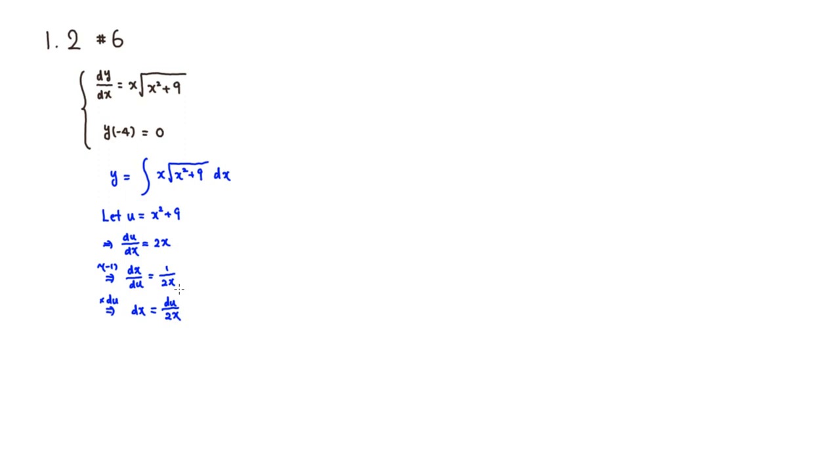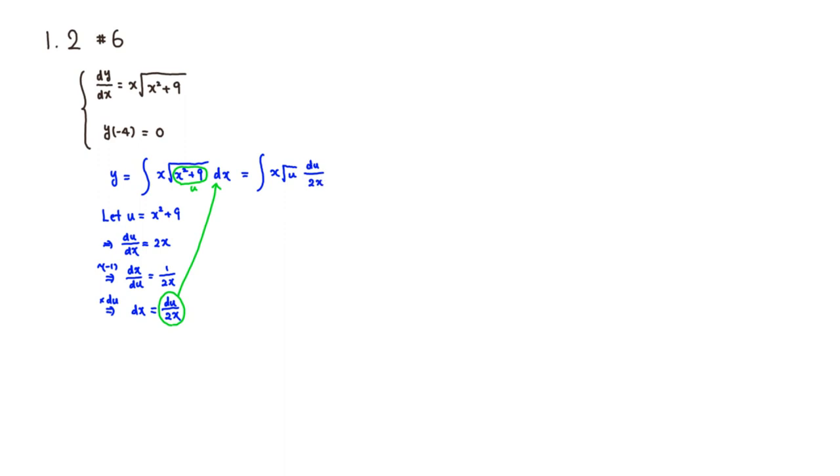Let's rewrite this integral here. We have an integral of x. I'm going to leave this x as it is for now. Then we decided to call the expression inside the square root u, so we're going to have the square root of u. And dx, we just found to be du over 2x, so we're going to plug that in here to get du over 2x.